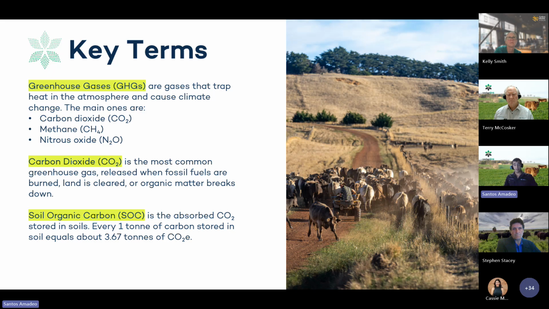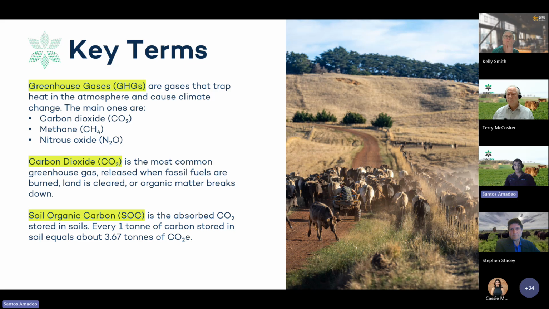So starting from the beginning, let's go over what greenhouse gases are. As the name suggests, greenhouse gases are those gases that trap heat in the atmosphere. The main ones being carbon dioxide, methane, and nitrous oxide. Carbon dioxide is the most common one and is released through many different aspects of human activity. The main one being possibly fossil fuels.